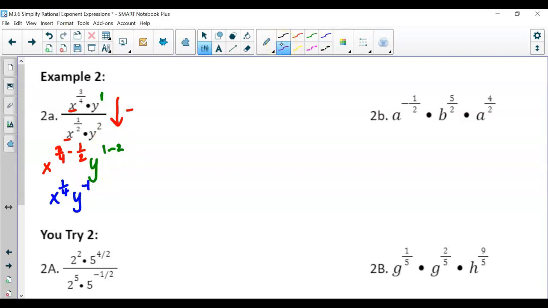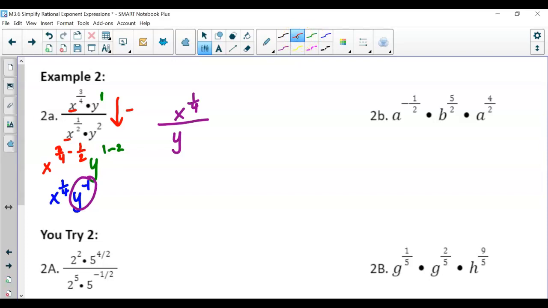Now, is this our final answer? No. Why? Because we have a negative exponent. So this is x to the 1/4 power over y. Now, you could put y to the first, but it's understood when y is here to have that exponent of 1.